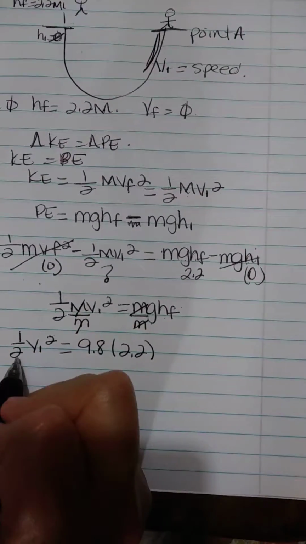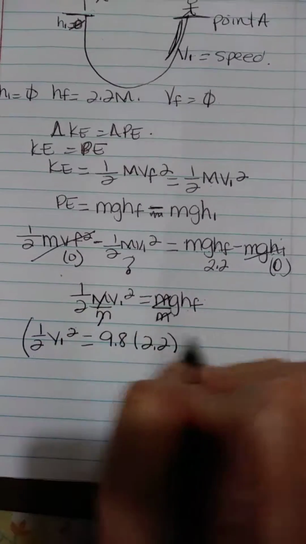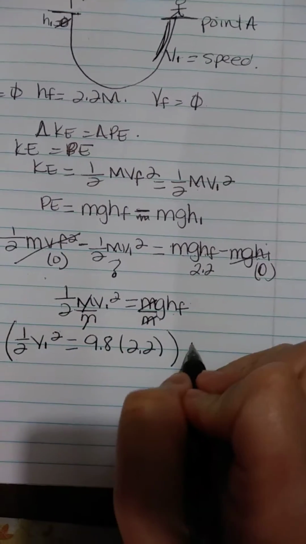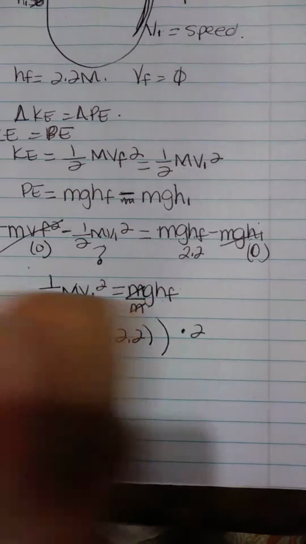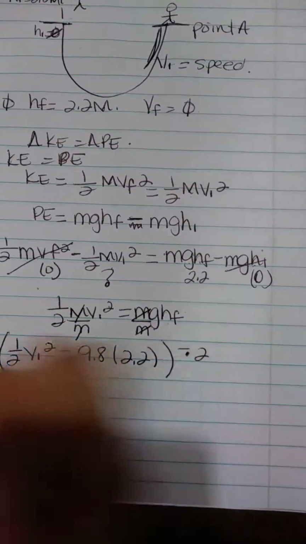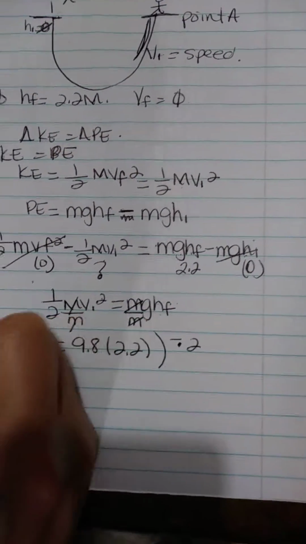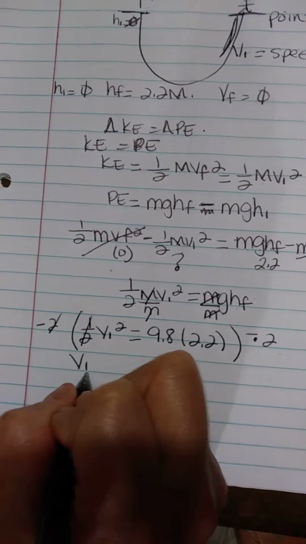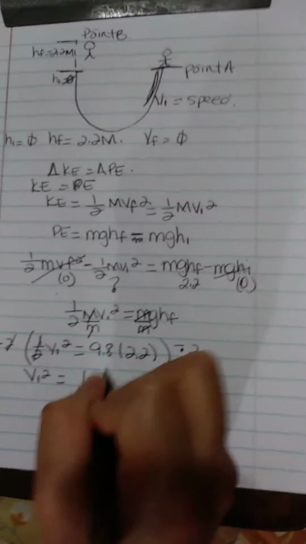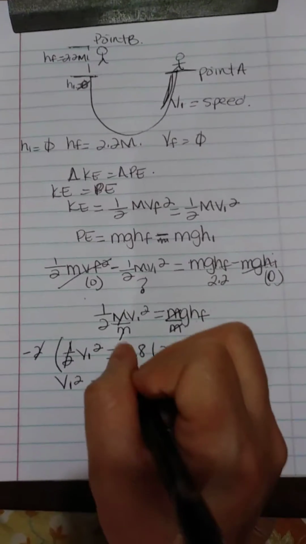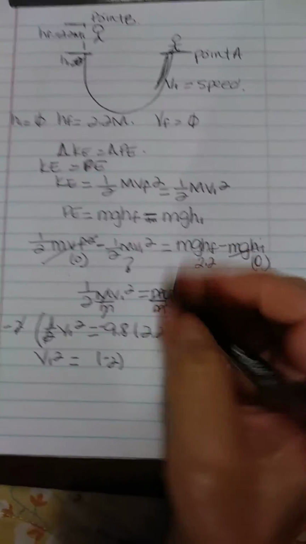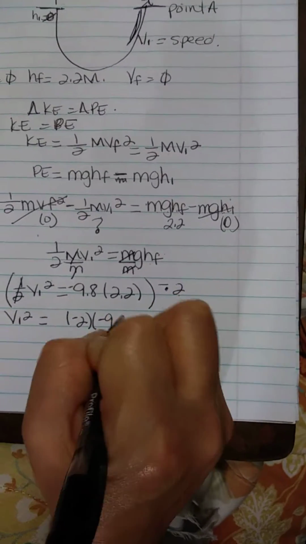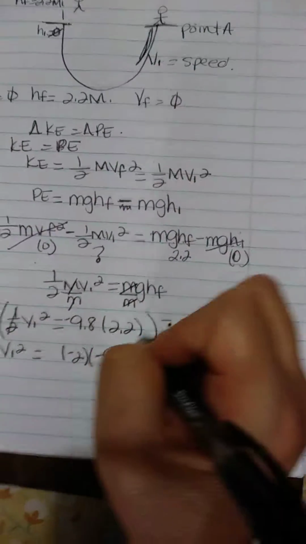We need to get rid of our 1/2, so we're going to go ahead and multiply both sides by 2, or rather -2. And then these cancel, so we're left with velocity initial squared equals -2 times gravity. Our gravity is going to be negative since gravity is going down, so times -9.8, and then our height is 2.2.